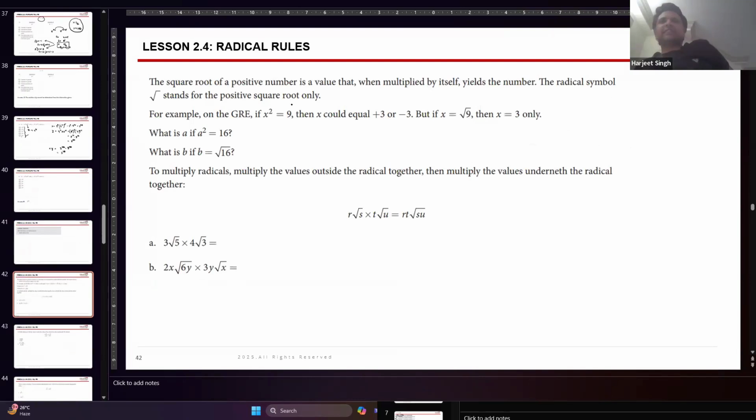Radicals, what are these radicals? These are like roots of something, right? Some of these could be rational, some could be irrational. Like root of 9 is rational because the answer is 3, but root of 5 is irrational. So the most important rule regarding radicals is this: R into root of S into T into root of U. You can combine the roots together and you can combine the non-roots together. So RT into root of SU.